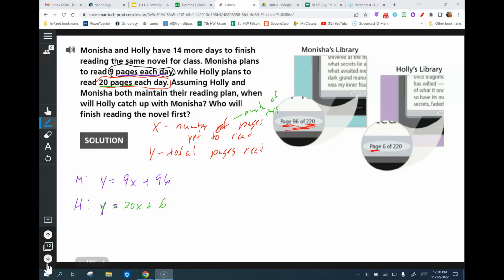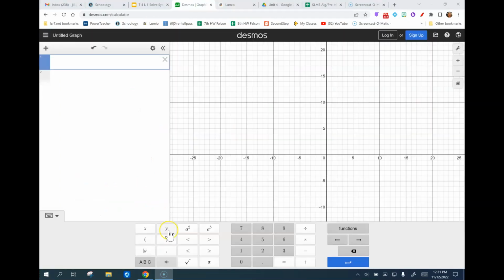Okay, so look at those two equations. Who wants to graph the y-intercept of 96? Nobody. So what are we going to use, people? We're going to go out and use Desmos. Let's graph those. Go. So my equations are y equals 9x plus 96. Okay, you can see that's not even on our chart.